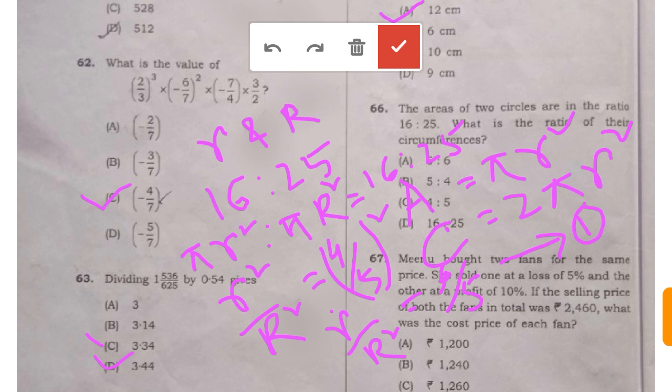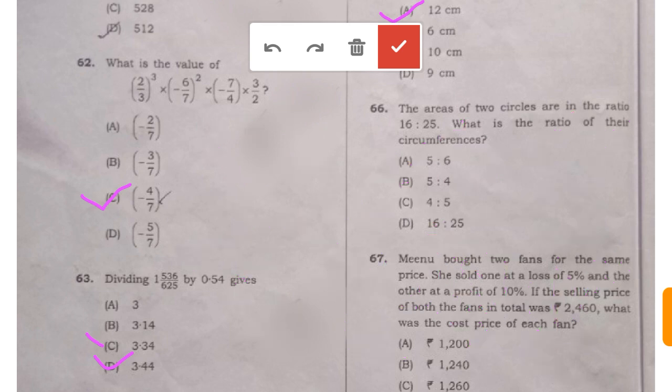Here we have to find out the ratio of the circumference. That means twice pi small r by twice pi capital R. We have to find out this. So this one is this one. Therefore small r by capital R is equal to what? We already got it, 4 by 5. So the correct answer will be option C, 4 by 5.